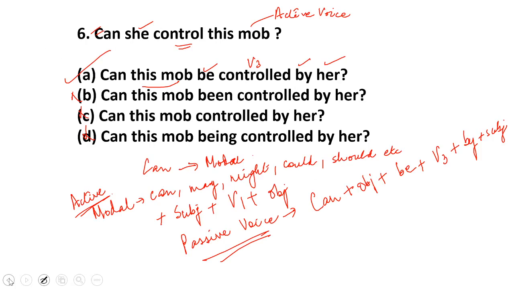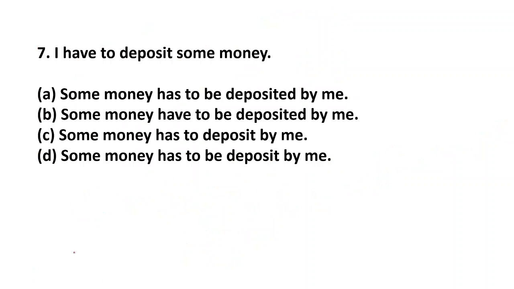Now next sentence. I have to deposit some money. I was telling you this had come in the previous year question paper. I have to deposit some money. So here you see, this is very simple. This is in active voice. Here has or have is there, plus V1, plus the object. Simple.